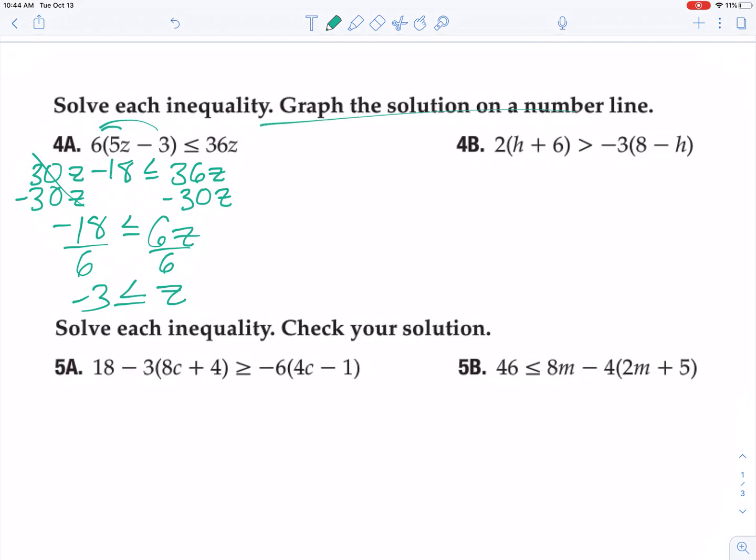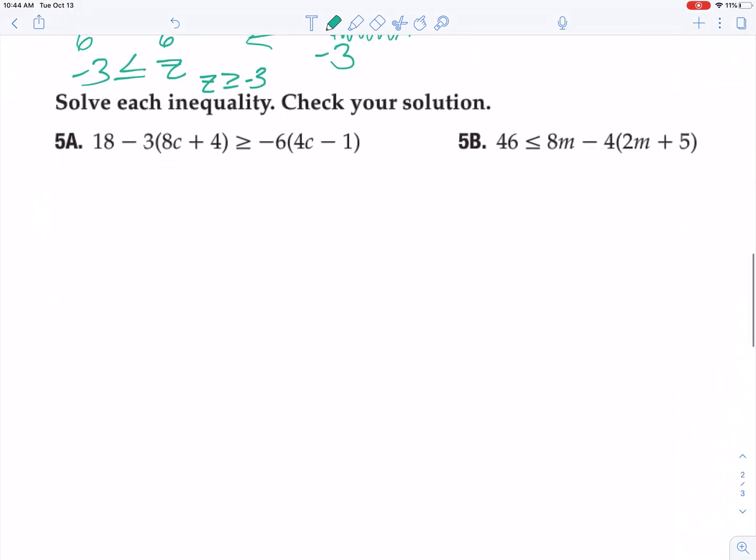Oh, this time it says graph the number on a number line. Okay, I can do that. So -3, circle or dot? It would be a nice happy dot. Extra ink, extra ink. And let's see, if I flip it around, z is greater than or equal to -3. Bigger numbers are on the right. And we're good to go.